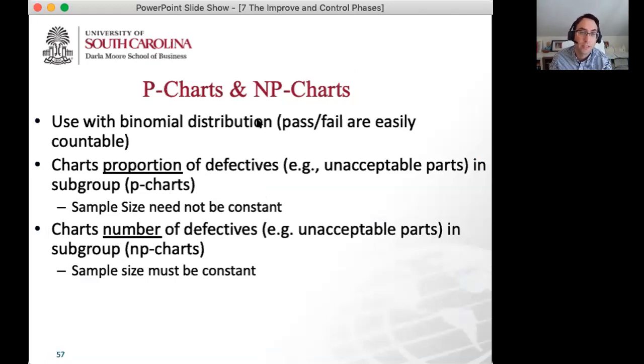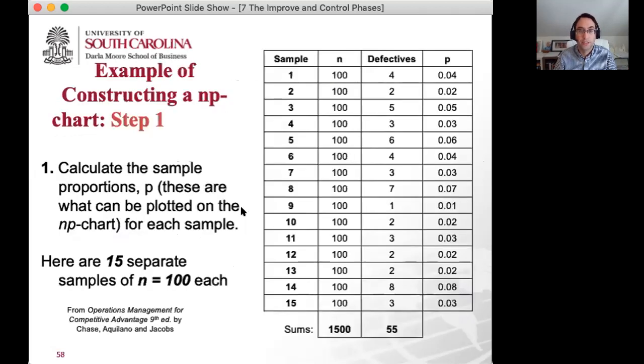So again, it's a binomial distribution. It's only a yes or no. You only pass or fail. So we're looking at the proportion of products that have quality, the proportion of products that have defects. And again, the only difference is one I use when the sample size is the same, and the other one is not the same. So this is the NP chart. As you can see, I collected 15 samples. They're all of 100 each one of them, so they're all the same. So that's why I'm using NP chart. 15 samples, and it's 100 for each one of them.